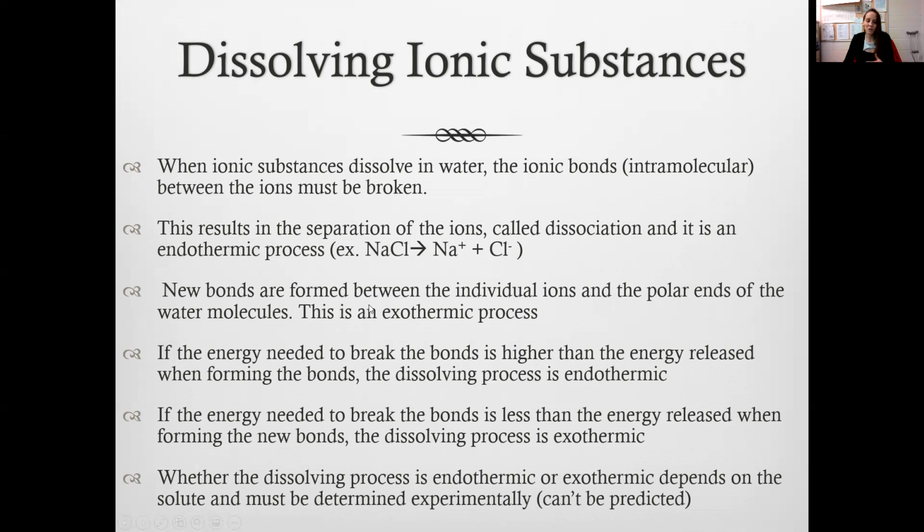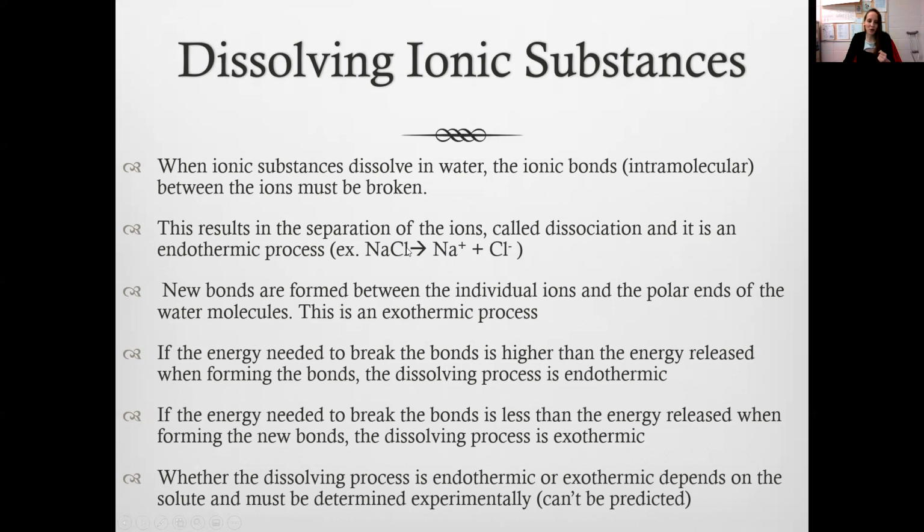Then we're going to form new bonds between those ions and our water molecules. That's why the ionic compound has broken apart in the first place, is because the sodium, or the positive ion, is forming a bond with the slightly negative end of the water, while the chloride ion, or our negative ion, is forming a bond with the slightly positive end of the water molecule. Anytime you have those new bonds formed, that's an exothermic process.